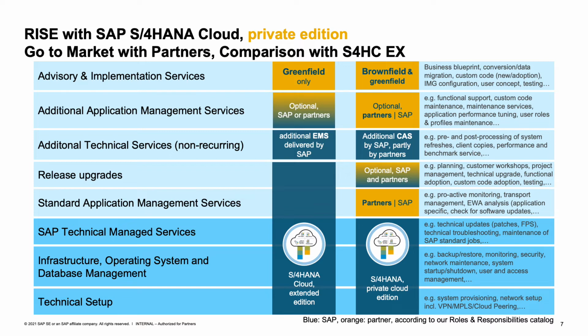Main differences are in the implementation services. For private cloud, brownfield is allowed, for EX not, only greenfield. And also on the application layer, where we have for the private cloud the partner-centric strategy. The release upgrades are mandatory for S4HANA Cloud EX every second year, and for private cloud only if the release runs out of the mainstream maintenance, basically after 5 years.